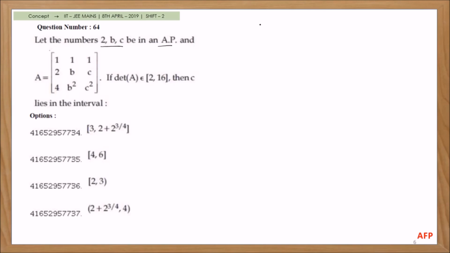So we can write b is equal to (c plus 2) divided by 2, because 2, b, c are in AP. And here is one identity, a standard problem in determinants: the determinant of 1 1 1, x y z, and x square y square z square gives (x minus y)(y minus z)(z minus x). So we will use these two concepts in finding the c interval.